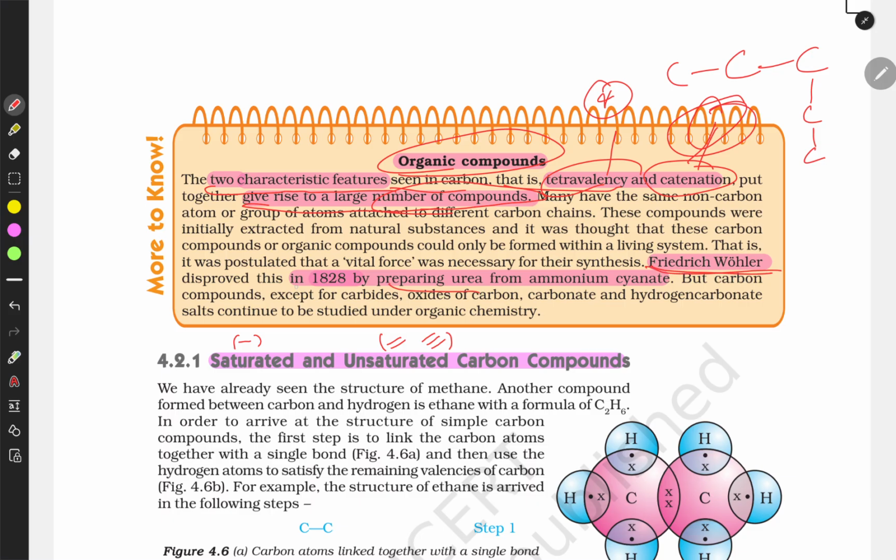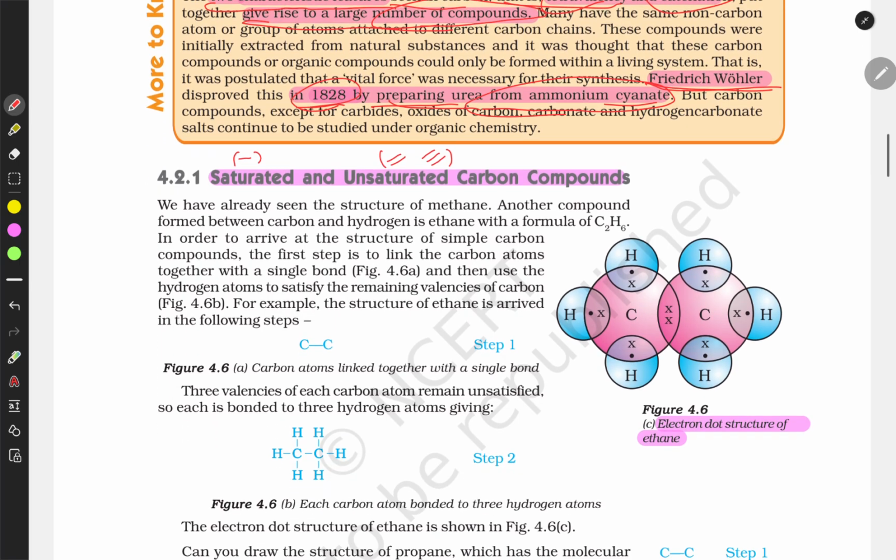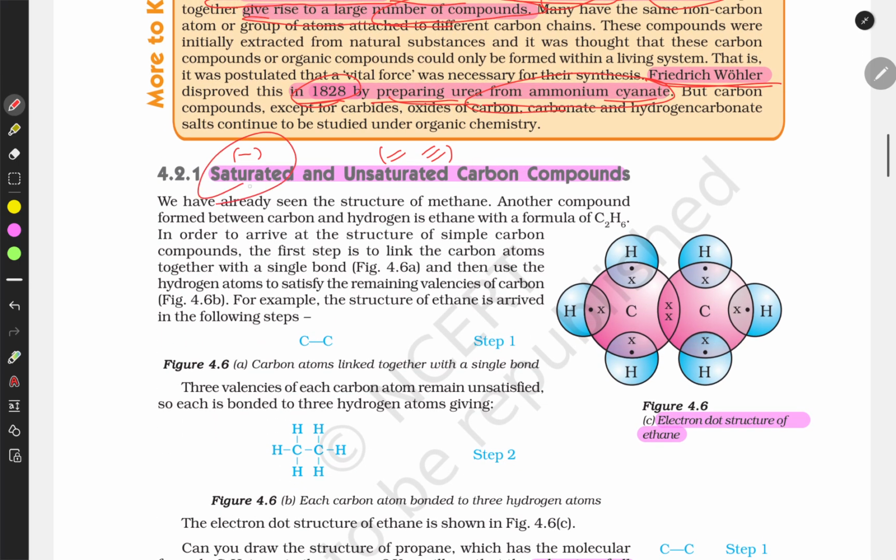So he was a scientist who in 1828 prepared urea from ammonium cyanate. We have already discussed that saturated are single bonded, unsaturated are double bonded.